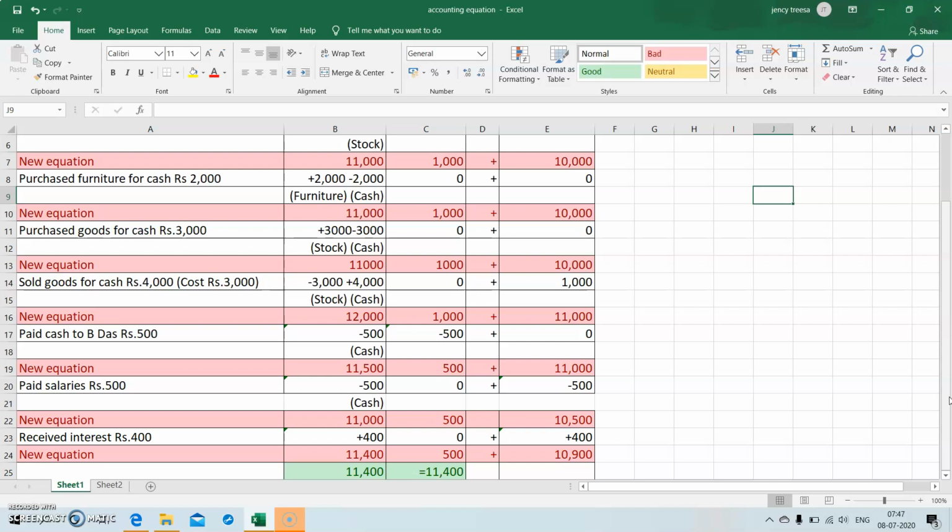What does this convey? We saw that after each and every transaction, assets are equal to liabilities plus capital. Later you will find out that assets actually represent the debit and liabilities plus capital represent the credit. So debit is actually equal to credit. You will see that later. You don't have to worry about that. This is just for understanding that after every transaction, the accounting equation is satisfied. The accounting equation is assets equal to liabilities plus capital.